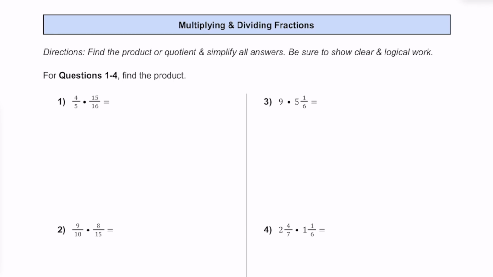What we're going to do here is, when we multiply fractions, we can just multiply the numerators together. So multiply 4 by this 15 on top, and multiply the 5 and 16 together on the denominator. Okay, so let's go ahead and do that.